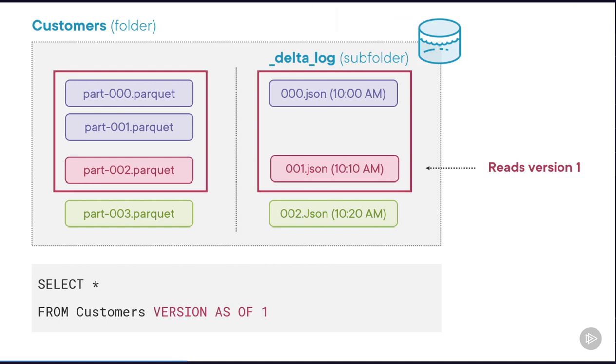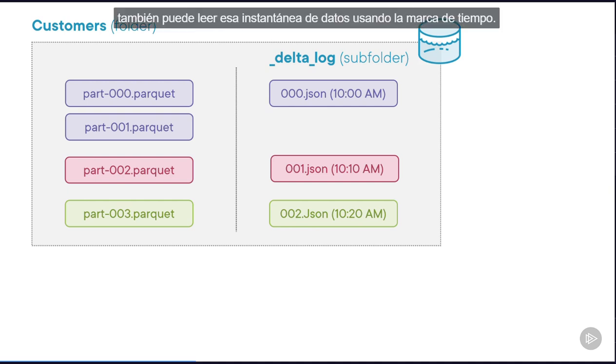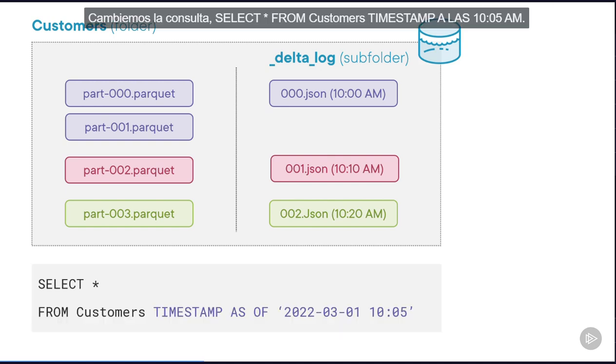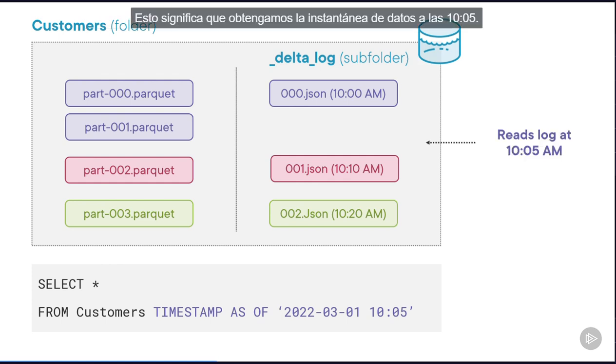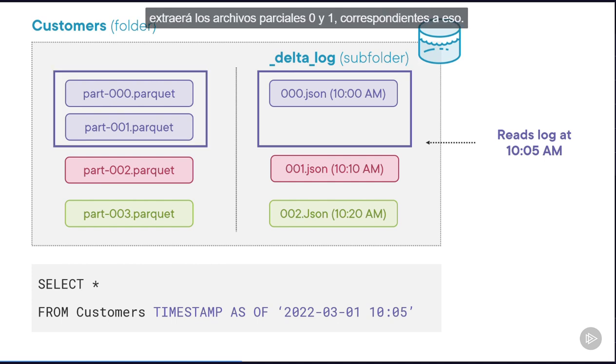Interesting, right? And not just by the version, you can also read the data snapshot using timestamp. Let's change the query. Select star from customers, timestamp as of 10:05 AM. This means let's get the data snapshot at 10:05. Now at 10:05, the latest version was version 0. So it will only read log entry 0 and extract part files 0 and 1 corresponding to that.